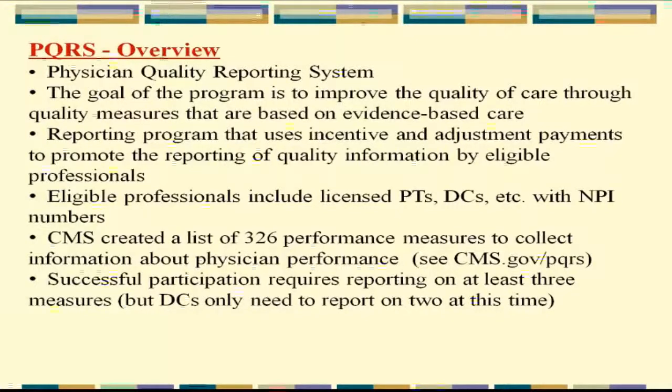Eligible professionals include PTs, chiropractors, medical doctors with NPI numbers. CMS created a list of 326 performance measures. You can check them out at cms.gov/PQRS. Successful participation requires reporting on at least 3 measures. Chiropractors only have to do 2. Physical therapists should be doing 3.